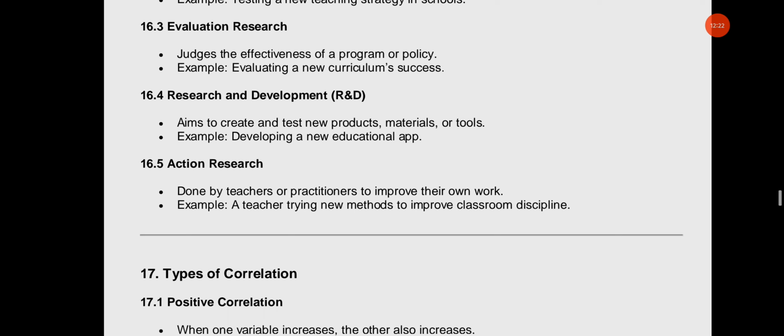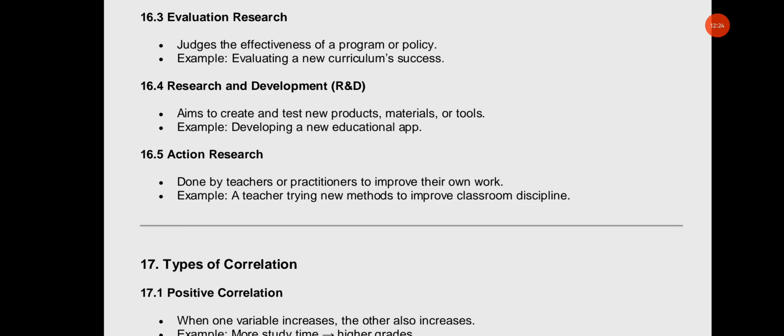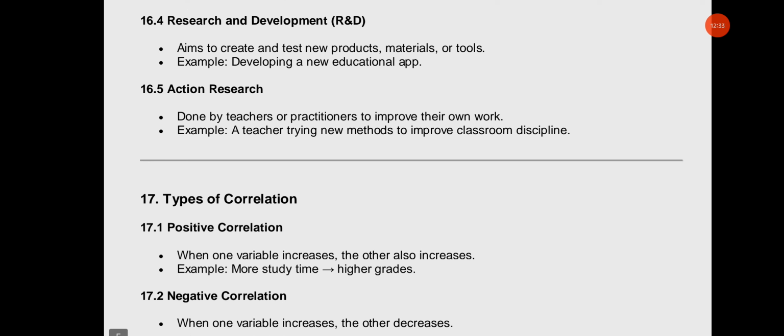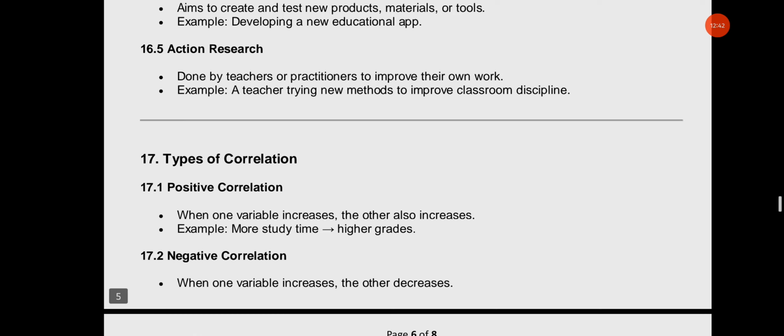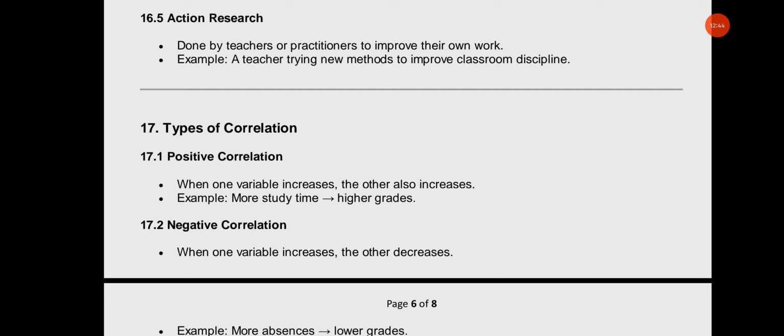Evaluation research judges the effectiveness of a program or policy. Example, evaluating new curriculum success. Research and development, R&D, aims to create and test new products, materials, or tools. Example, developing a new educational app. Action research is done by teachers or practitioners to improve their own work. Example, a teacher trying new methods to improve classroom discipline.